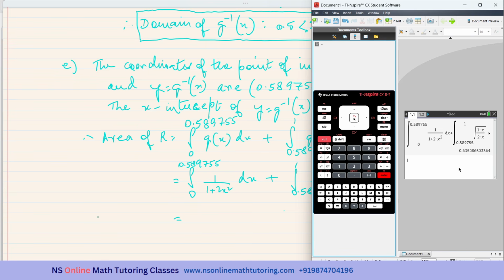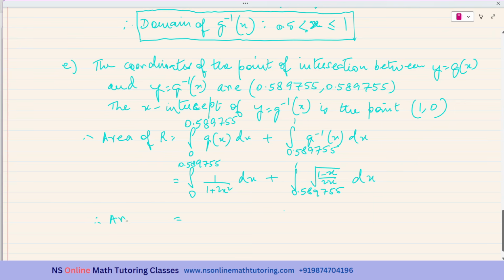So therefore, the area of R is equal to 0.65, correct to three significant figures. So we have completed answering this question.